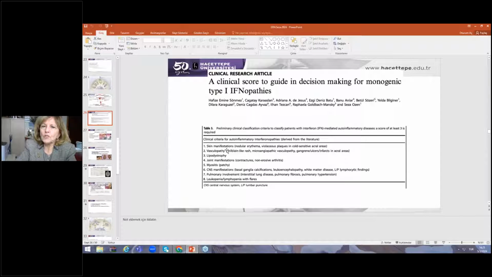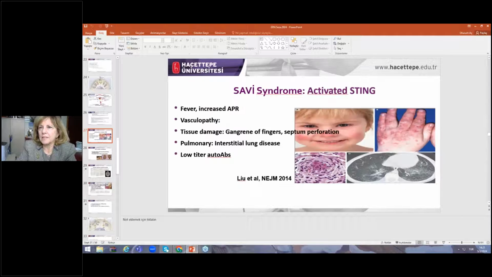With my fellow, we tried to come up with some clinical criteria that would make you think about these diseases. And when you think about them, you have to do an interferon score or a mutation analysis. So skin, vasculopathy, lipodystrophy, joint manifestations, myositis, basal ganglia calcification, interstitial lung disease, and cytopenia should all lead you to think about these diseases.